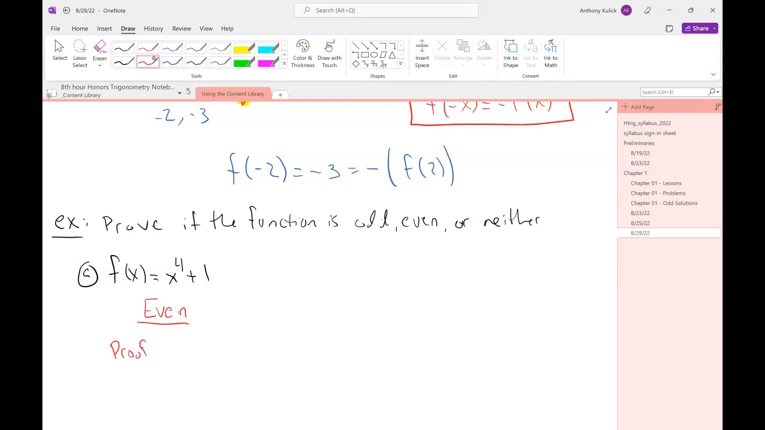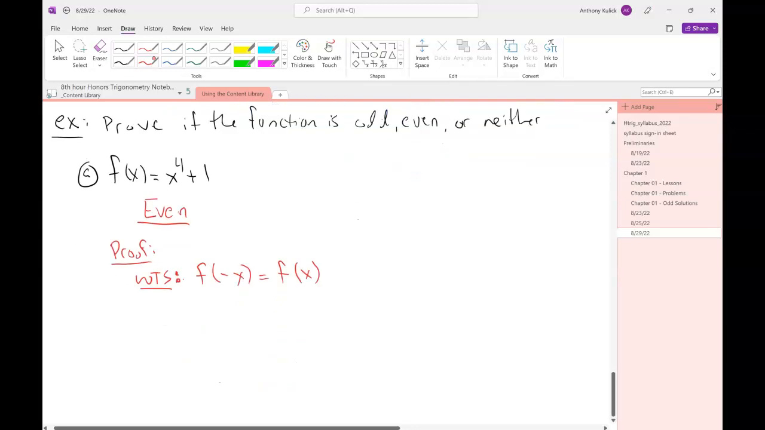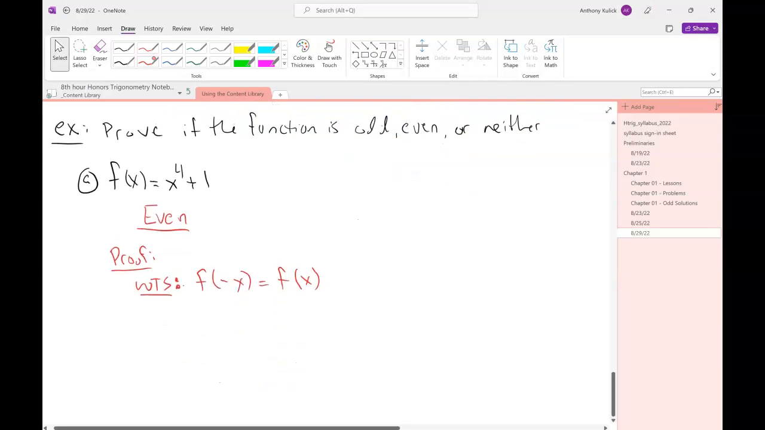So let's prove this. To prove this, what we need to show, or what I want to show, that's what WTS is short for, is want to show. And then I'm just going to take that algebraic definition for even and say I want to show f of negative x is equal to f of x. Once I've done that, that's my algebraic definition of an even function. I'm done. So that's all I need to show.